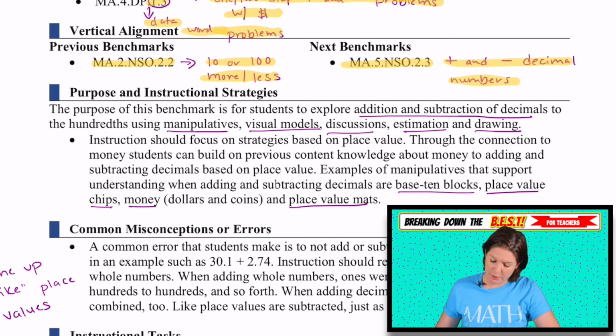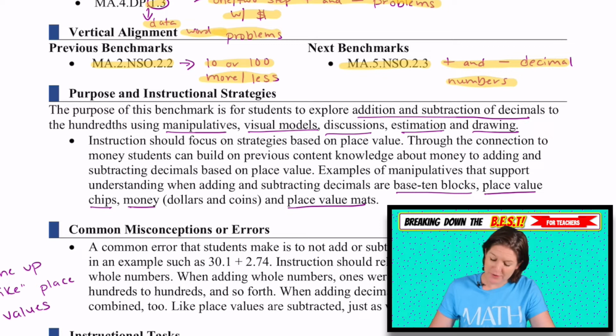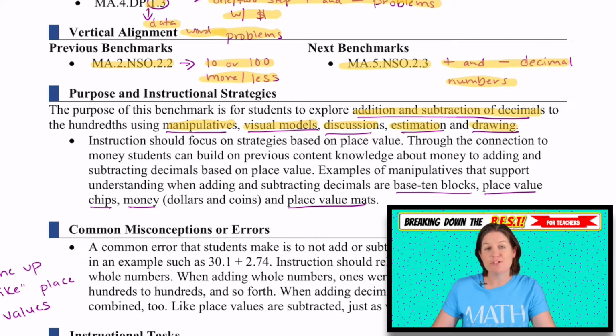All right, here is the purpose and instructional strategy section. And here are just a few things that jumped out at me. So of course we're exploring adding and subtracting of decimals. We will be using manipulatives and visual models and having discussions and using estimation and drawing. It'll be so fun.